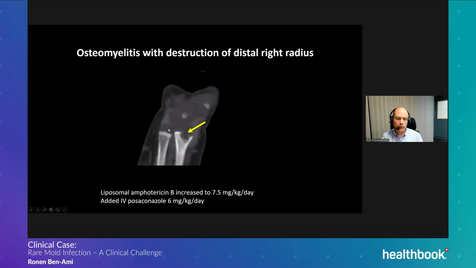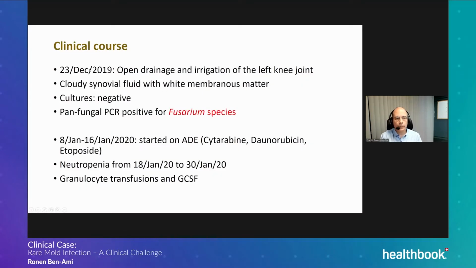At this point, liposomal amphotericin B was increased in dose to 7.5 milligrams per kilogram per day, and IV posaconazole was added. And the patient underwent drainage and irrigation of the left knee joint. The intraoperative findings were of cloudy synovial fluid with white membranous material. Cultures from that were negative. However, the specimen was also sent for pan-fungal PCR, and that was positive for Fusarium species.